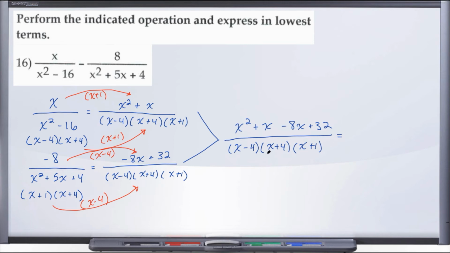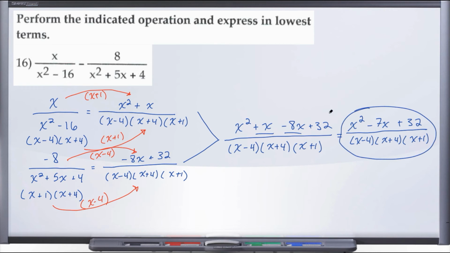All right, well, let's see. Are we finished yet? Well, not quite, because we can combine some like terms here, can't we? So let's see what we end up with. Any other x squareds? No, I don't see any. So x squared, positive x minus 8x. Well, that's going to give us a minus 7x. And then plus 32 over our common denominator, x minus 4, x plus 4, x plus 1. And there you have it, our combined expression in lowest terms.